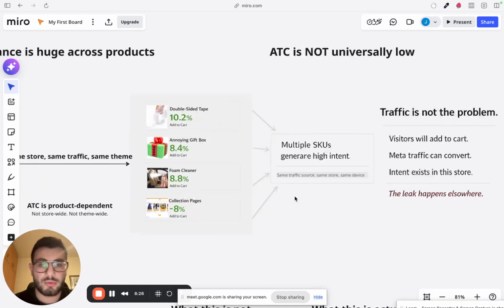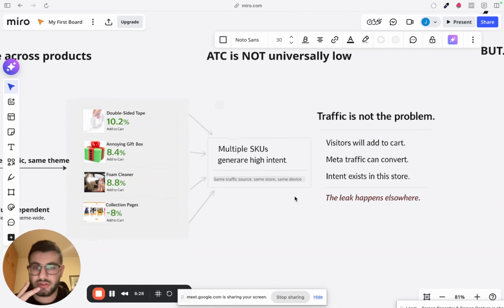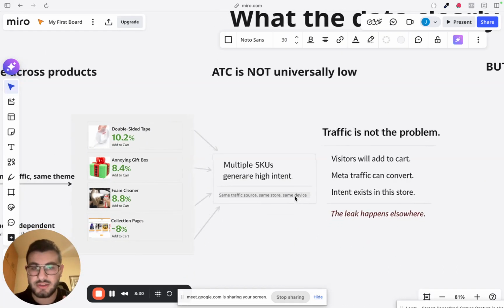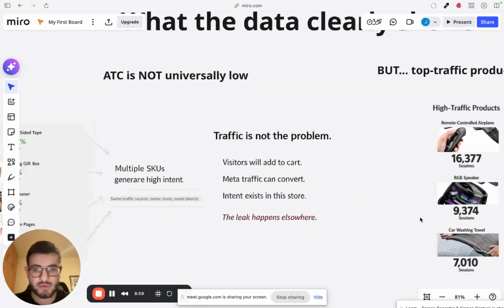Moving forward, the second point the data tells us is your add to cart is not universally low. You have multiple SKUs that generate high intent from the same traffic source, same store, and same device. I'll tell you what the problem is afterwards, but what is not the problem is traffic. Visitors will add to cart, Meta traffic can convert, and intent exists in this store. The leak happens elsewhere. Where is that?